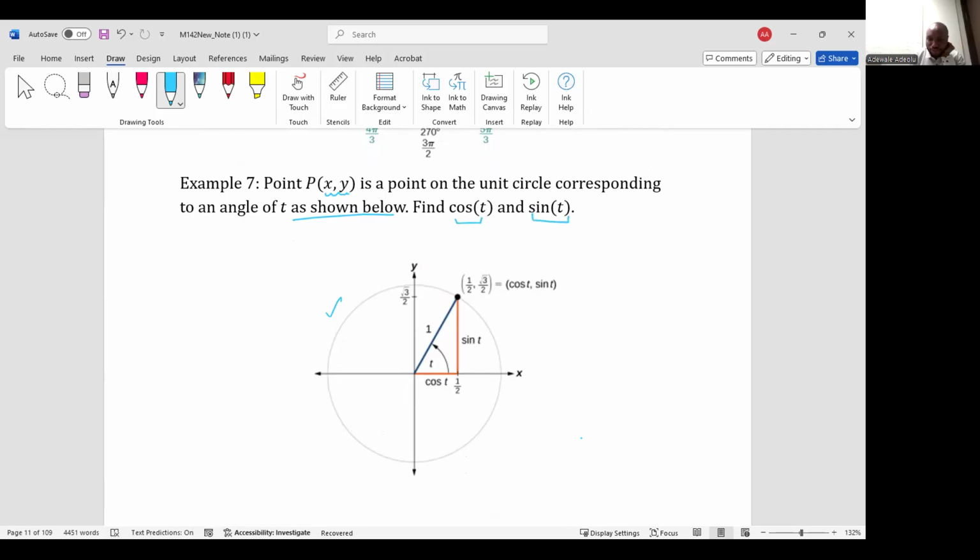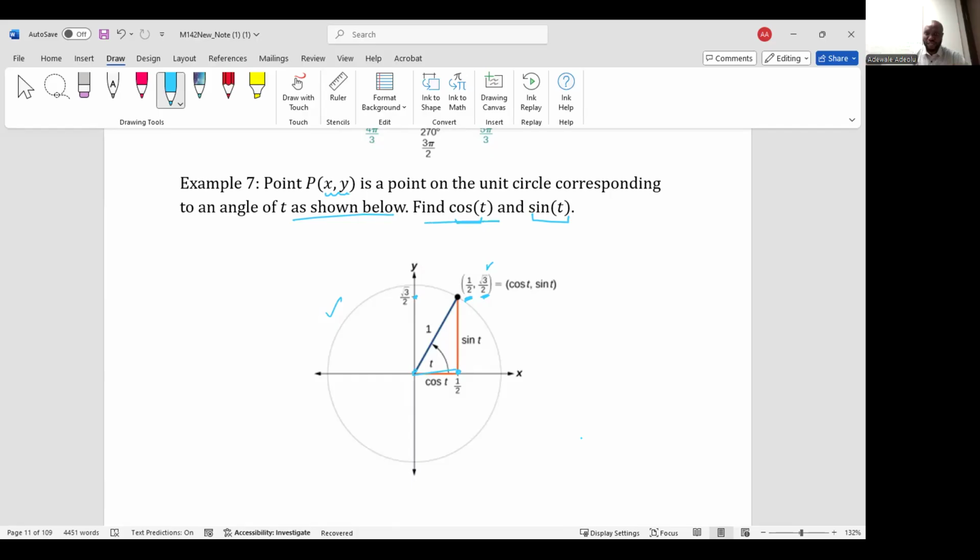What do we have? Everything has been drawn for us. From here to here is root 3 over 2, which is y. From here to here is 1/2. How did you get this? Don't worry. For now, we are just using it. It's 1/2. So we say x is 1/2, y is root 3 over 2.